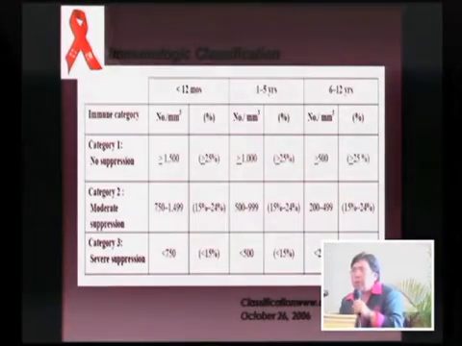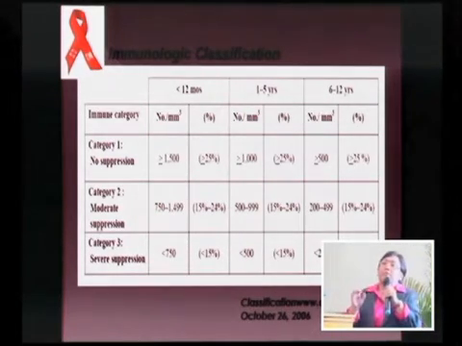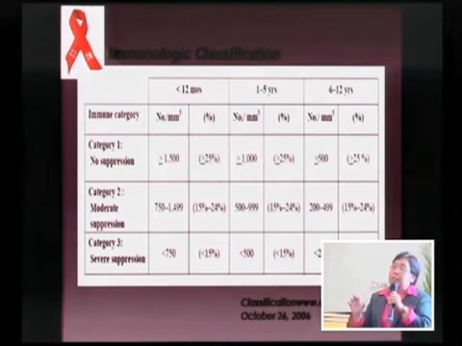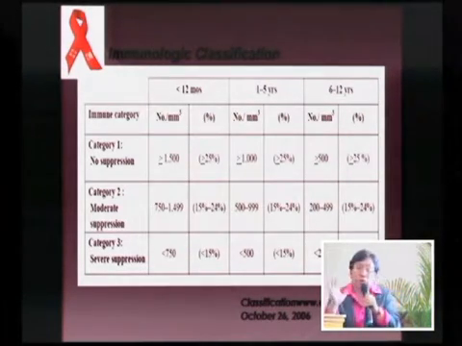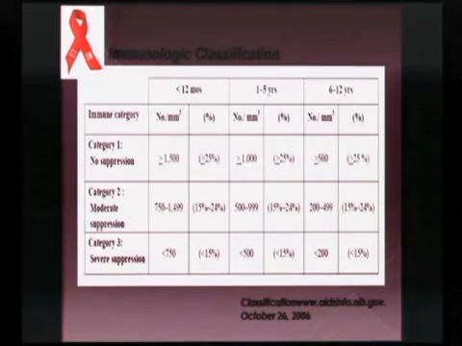Now, let's look briefly at the immunologic classification. The normal CD4 count depends on the age group. For those who are less than 12 months, normally the CD4 count is equal to or more than 1,500. For 1 to 5 years of age, it's more than or equal to 1,000. And for 6 to 12 years, it's more than or equal to 500.